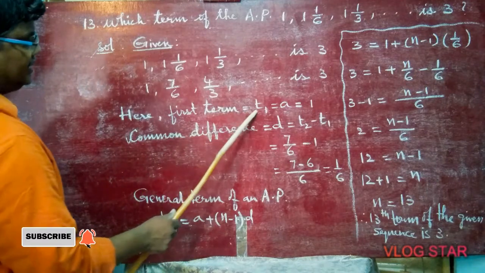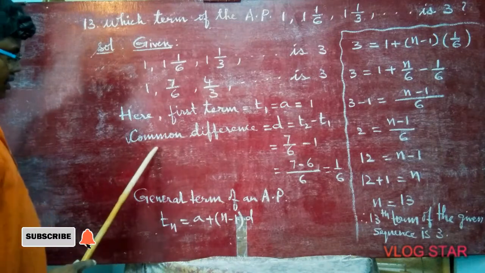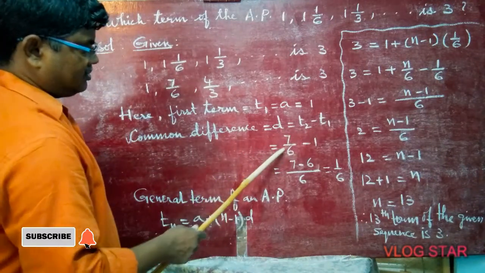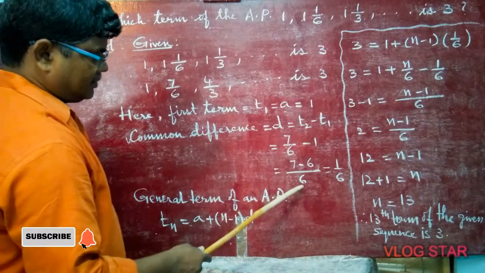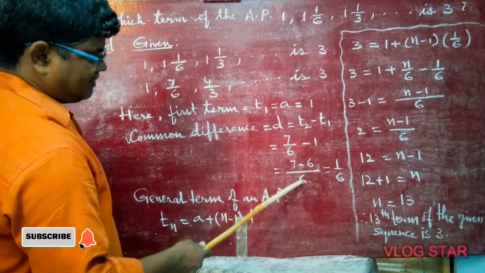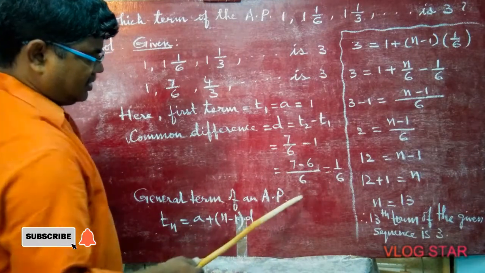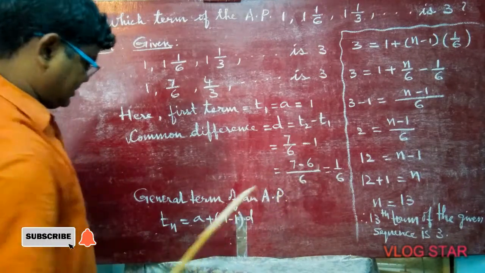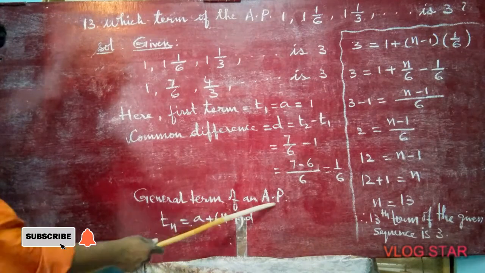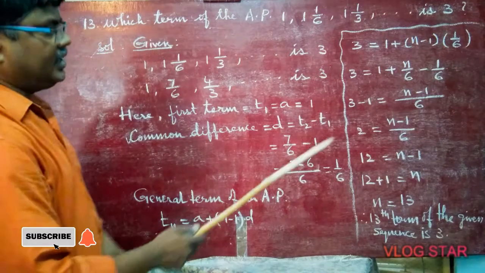Here the first term T1 is equal to a is equal to 1. First term. Common difference d is equal to T2 minus T1, that is equal to 7 by 6 minus 1. 6 will be the LCM. 6 ones are 6, so 7 minus 6 by 6. 7 minus 6 is 1. So that is equal to 1 by 6. Now we got d as 1 by 6. We don't know which term. In general we are talking about the general term of an AP, that is Tn is equal to a plus n minus 1 into d.